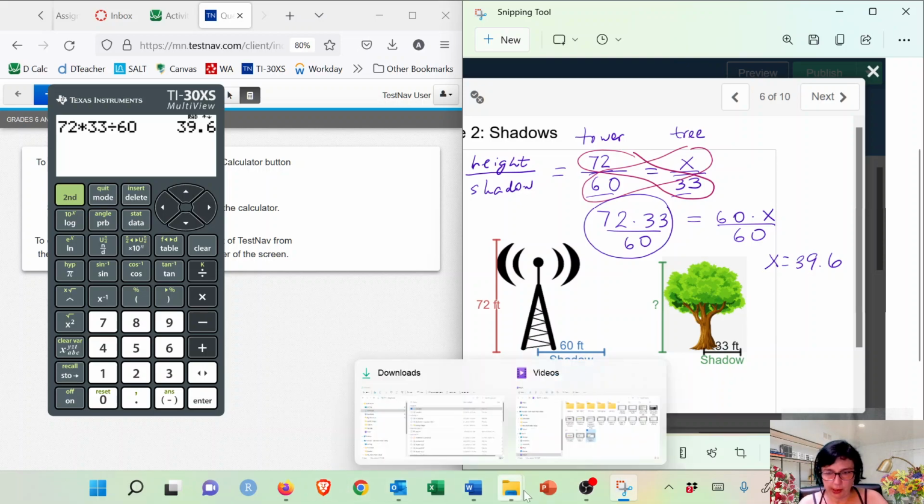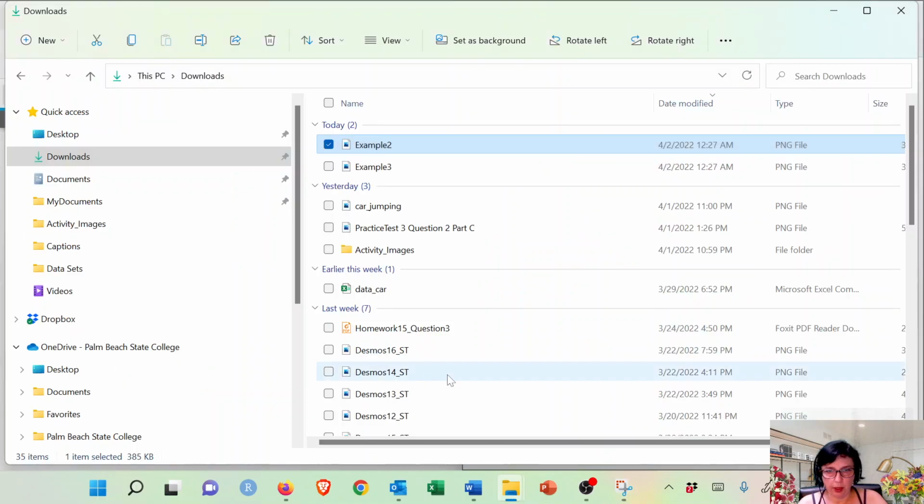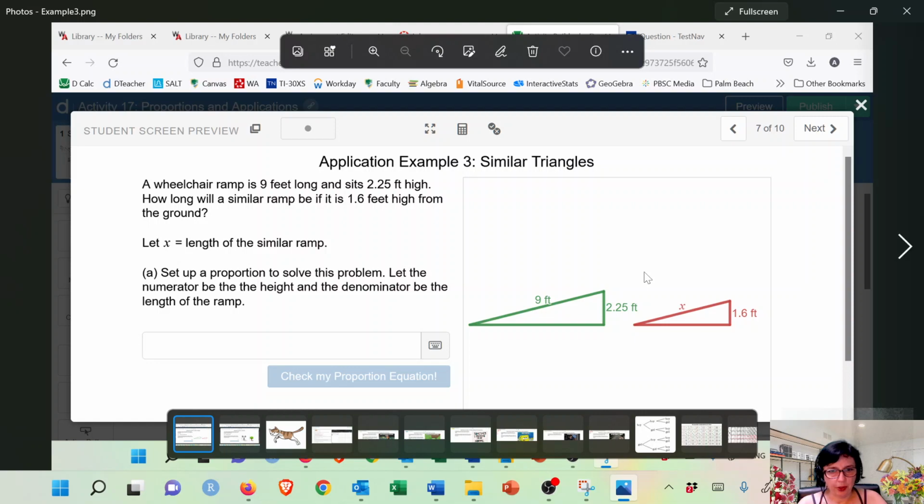Okay, now let's take a look at one more example. I took a screenshot of example 3 on the Desmos. It's the same kind of idea. These are called similar triangles. Similar triangles are triangles that basically have proportionate sides. So we're going to set up the same exact thing. We're going to set up a proportion.